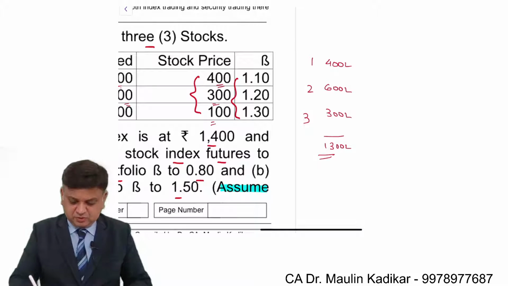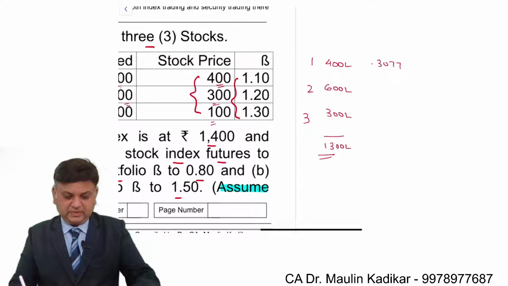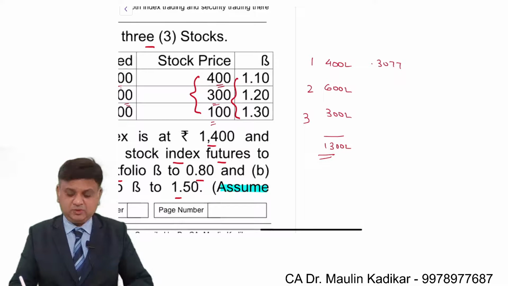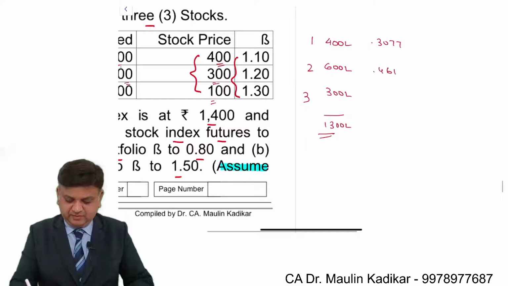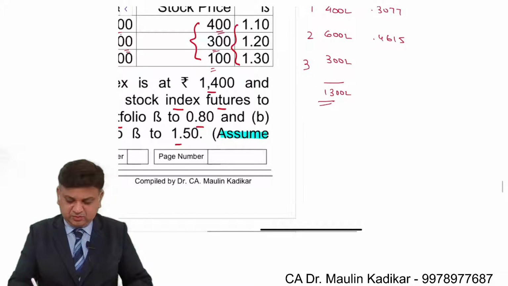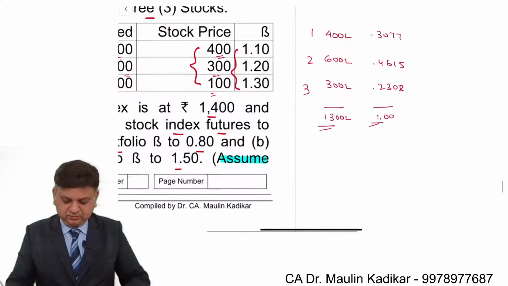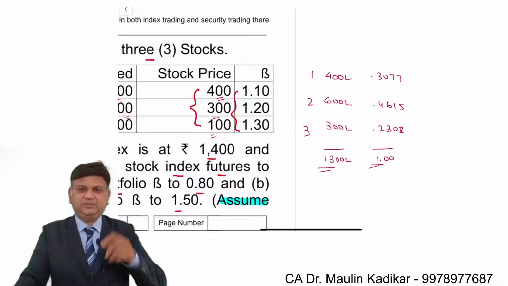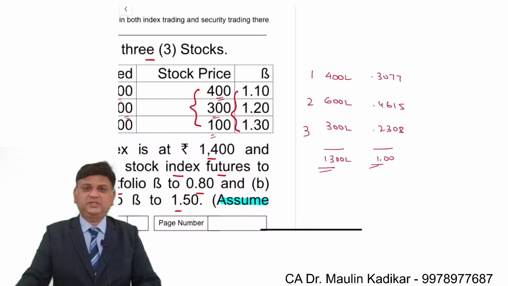4/13 that comes to 0.3077. 6/13 that comes to 0.4615 and 300 upon 1300, 0.2308. So हमारा approximately 30.77 funds first security में है, 46.15 second में है, 23.08 third में है.